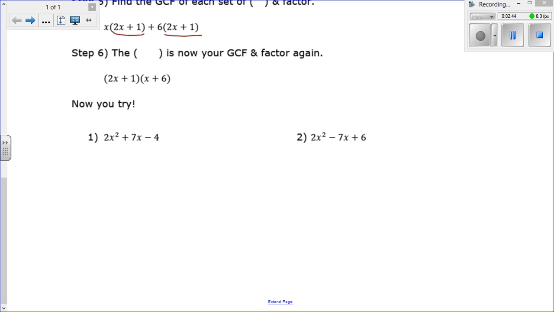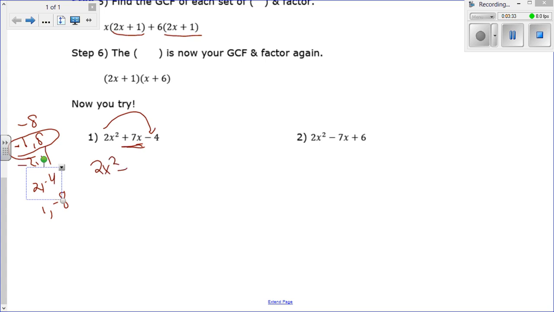So you try. Well, I need to first multiply 2 times negative 4, which is negative 8. Factors of 8 are 1 and 8, negative 2 and 4, 2 and negative 4, and 1 and negative 8. Now I need to find the pair that when I add them, I will get positive 7. Well, that would be negative 1 and positive 8. So I'm going to rewrite 7x as a negative x and a positive 8x. So we have 2x squared minus 1x plus 8x minus 4.